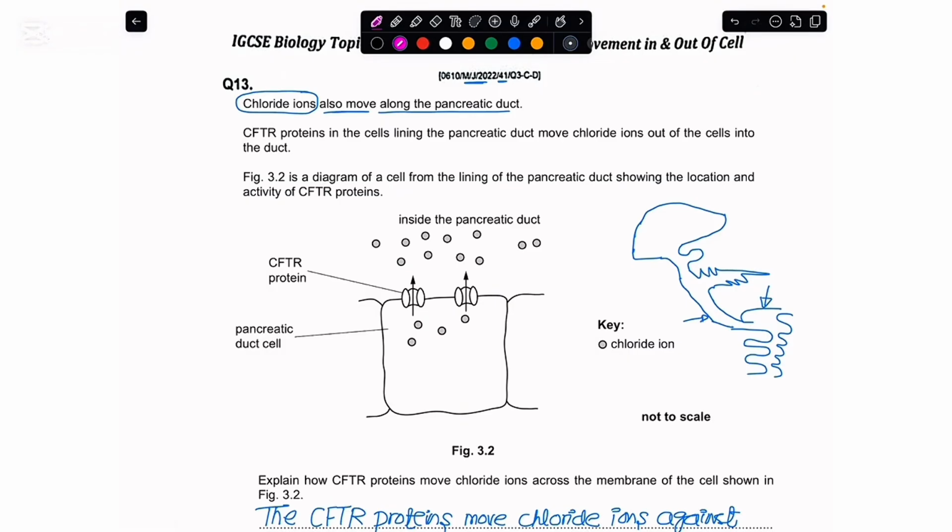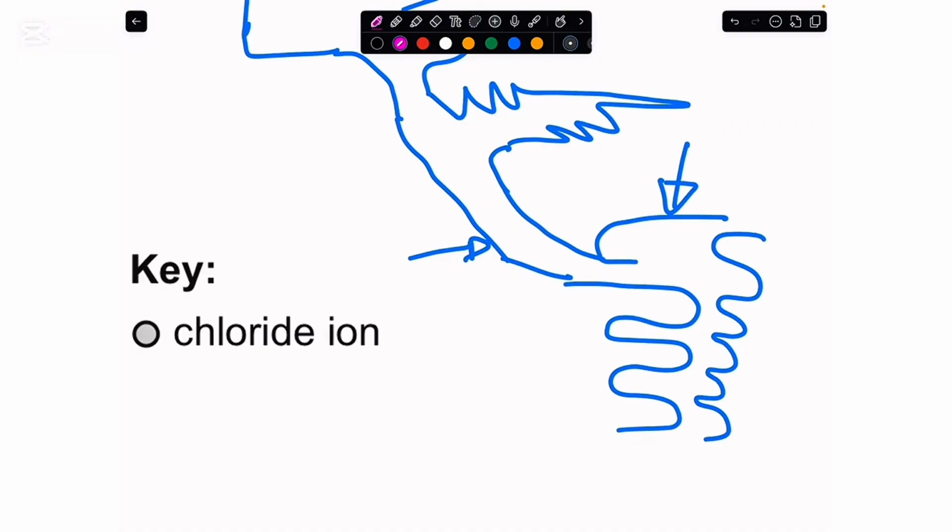Now, what they tell us further is that there are proteins, the CFTR proteins, available in the cells that are lining the pancreatic duct, and they move the chloride ions out of the cells into the duct. If I just move you here, we have some cells in the pancreatic duct, and these cells have some proteins in them, and they are saying that these proteins are called CFTR proteins. These CFTR proteins are moving the chloride ions out of the cells, and these chloride ions are getting accumulated in the lumen of this pancreatic duct.